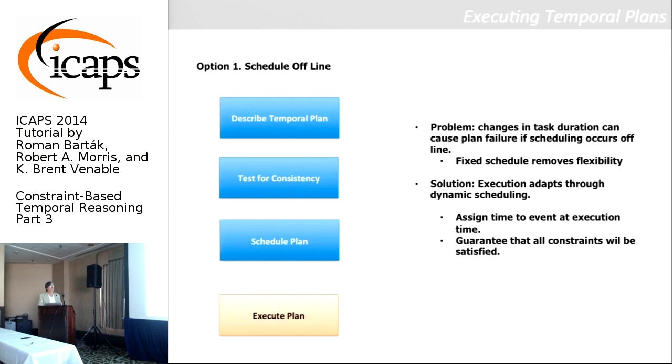So that's exactly the problem. You may have unexpected changes in the task duration, which can cause plan failure if the scheduling occurs offline. The fixed schedule, by definition, removes flexibility. So that may be a problem. Okay, well, what's the solution? Instead of scheduling offline, let's basically do the scheduling online, through a process we'll call dynamic scheduling. So we assign a time to an event at its execution time, and guarantee that all the constraints will be satisfied.